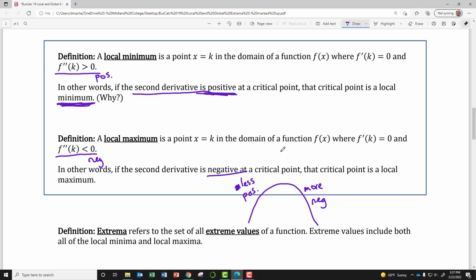In other words, you might just say that the slope is decreasing, or the first derivative is decreasing around where we have a local maximum. And if the first derivative is decreasing, that means your second derivative is negative. So hopefully that makes sense.